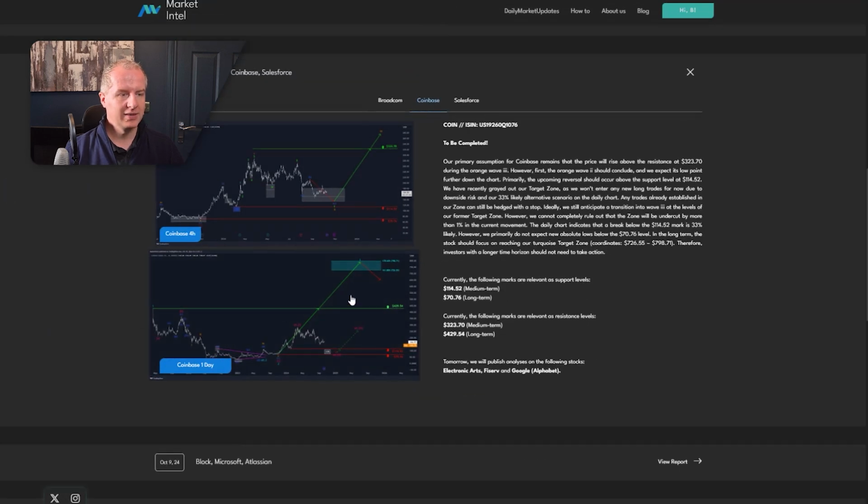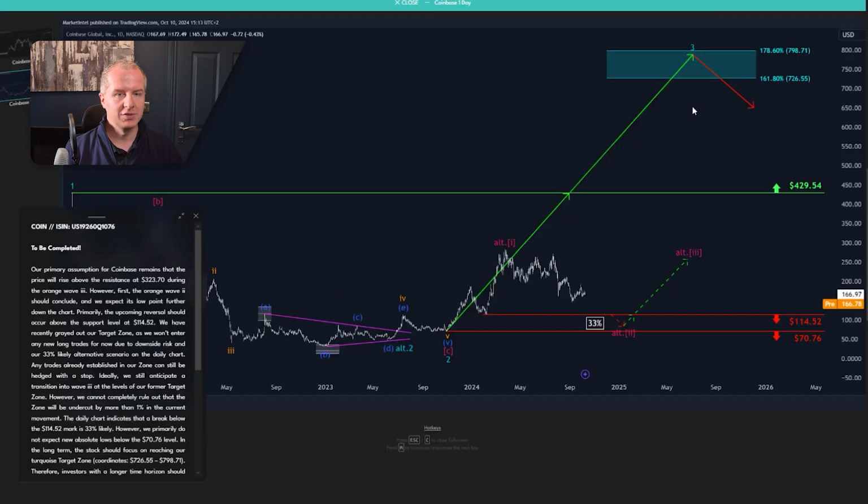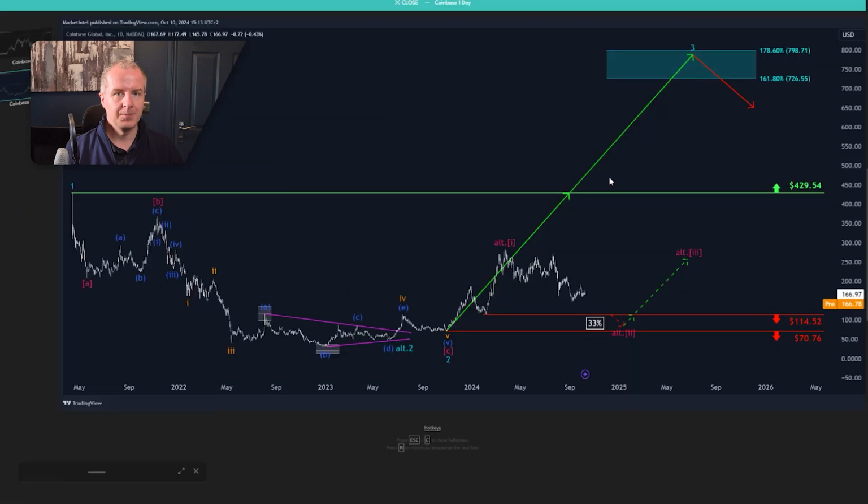And we want to take a look at the one-day chart first because it gives us a good overview. We can take a look at the bigger picture here. So you can see that on this chart, actually, the price could be currently in a pullback that we've labeled as wave 2. And looking at the larger time frame, looking at the bigger picture, Coinbase has a lot of potential.